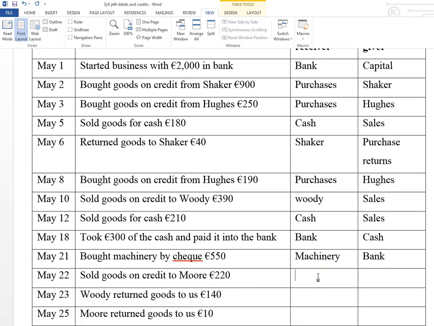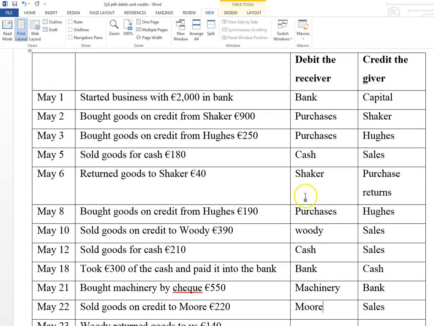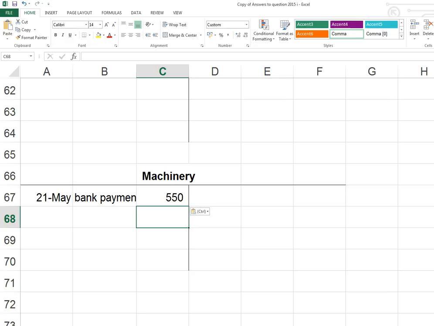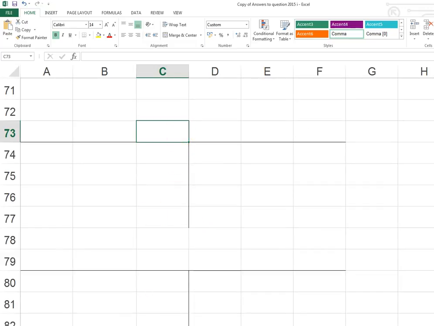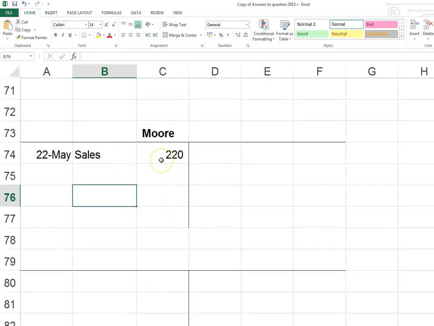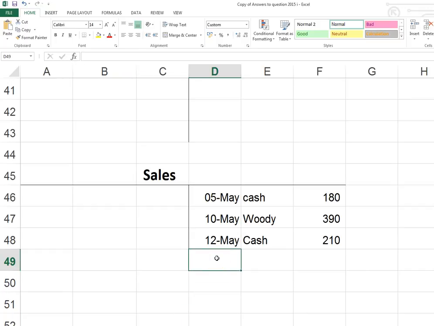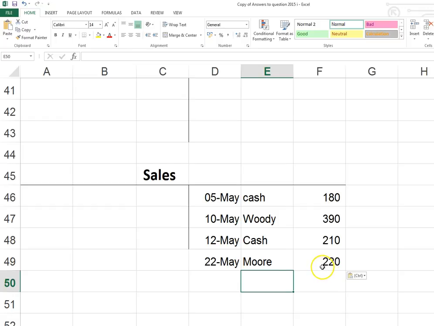Next, sold goods on credit to Moore. So when you sell goods, you're giving goods away, it's sales, and Moore is the other account. Did we have a Moore account? I don't think so. No sales, so we need an account for Moore. So we've debited Moore with 220. Moore is an asset. Debiting an asset increases it. So we find our sales here, and we want to show that we've sold more goods under sales. And then you put the description, once again the name of the other account.